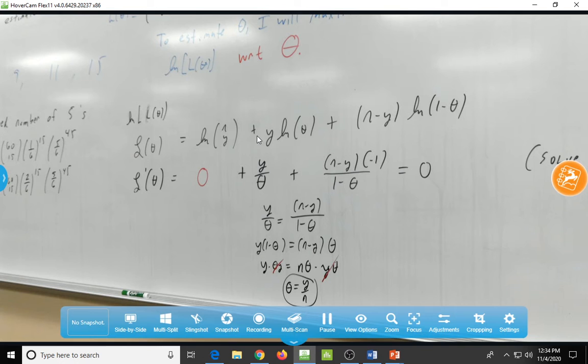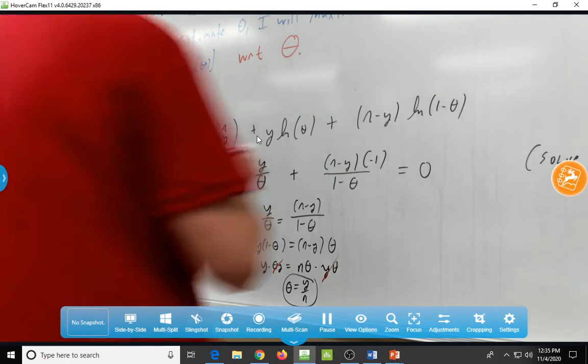If I do a trial and I have 50 trials and I get 30 successes, what should probably be a good estimate for my probability of success? 30 over 50 or 0.6. And so this is the maximum likelihood estimator. It may not be the best estimator because it may not be unbiased, but it will be our maximum likelihood estimator for theta.